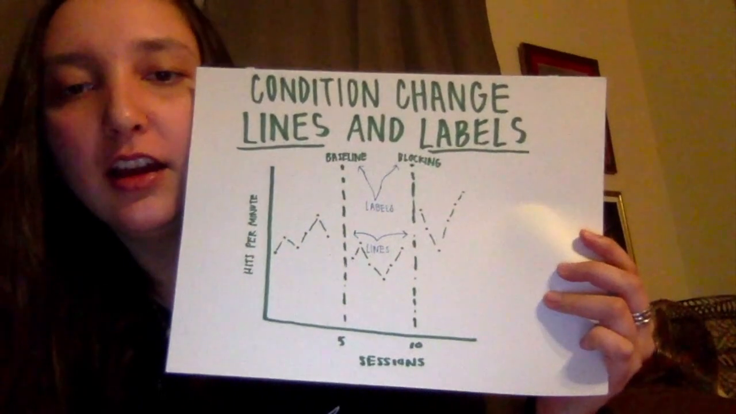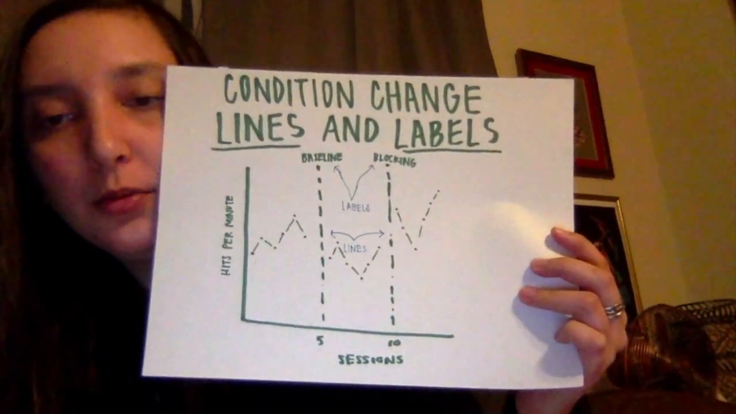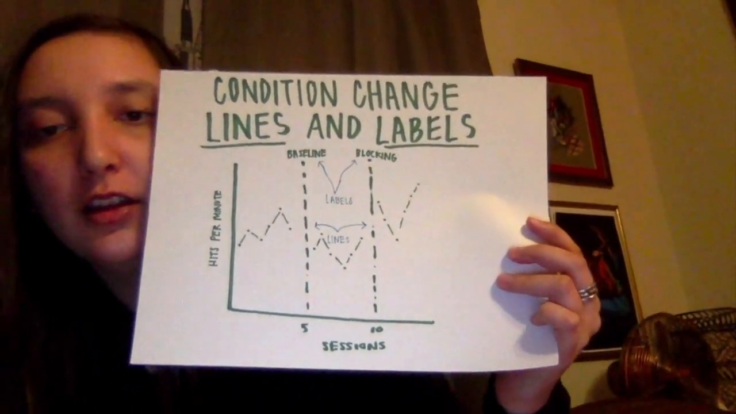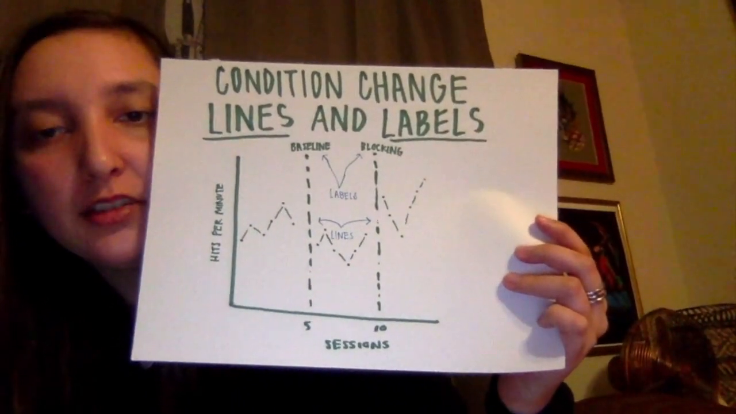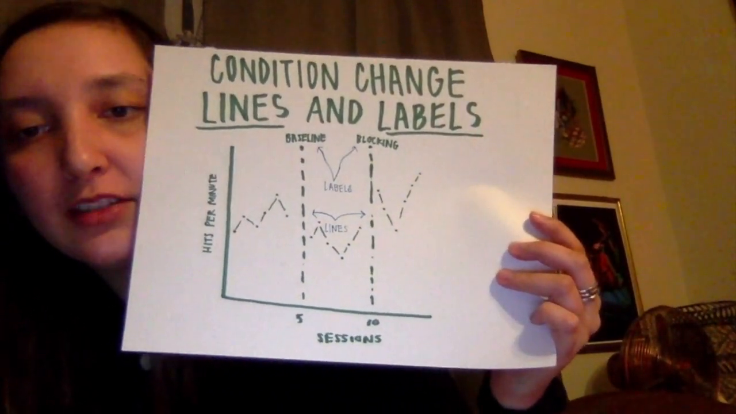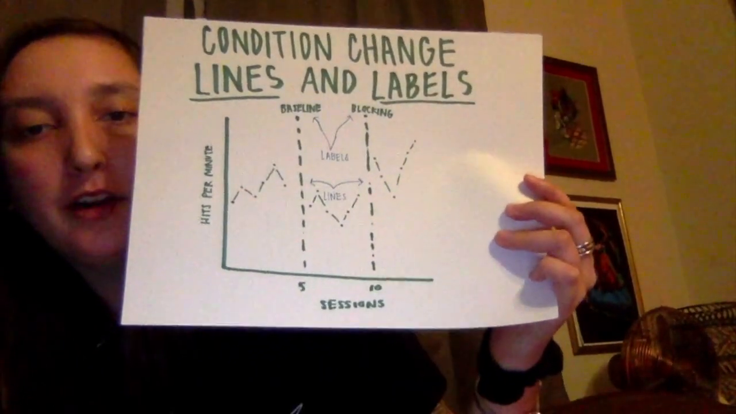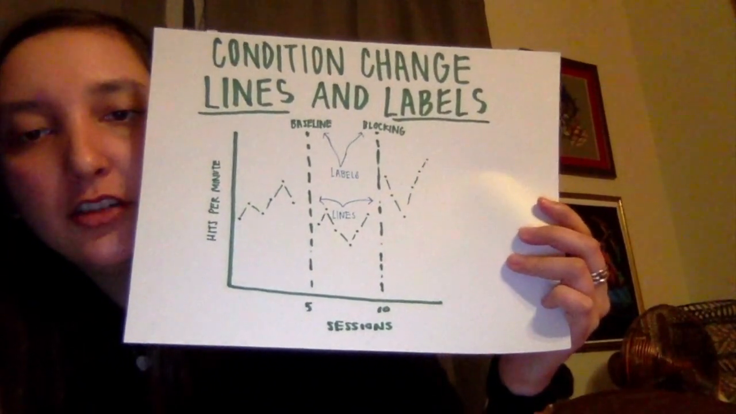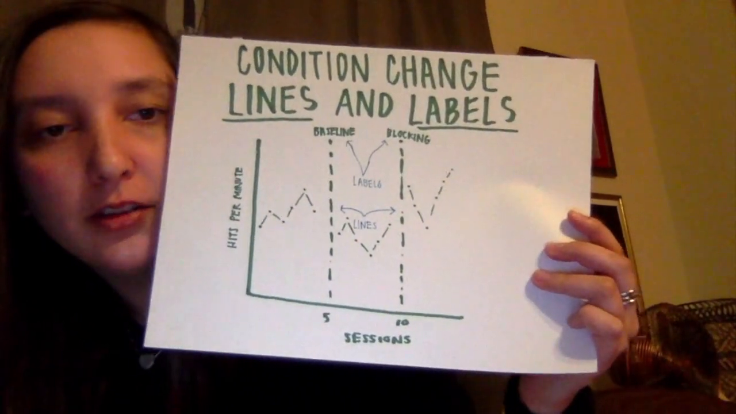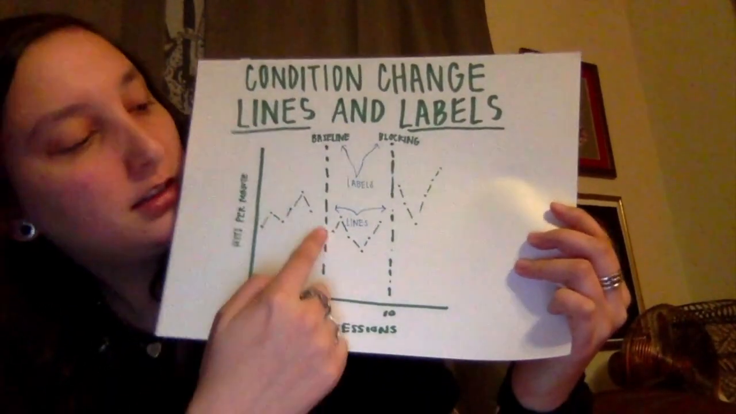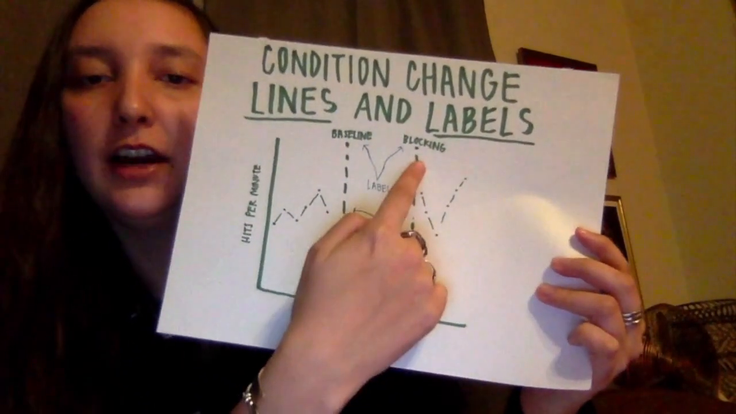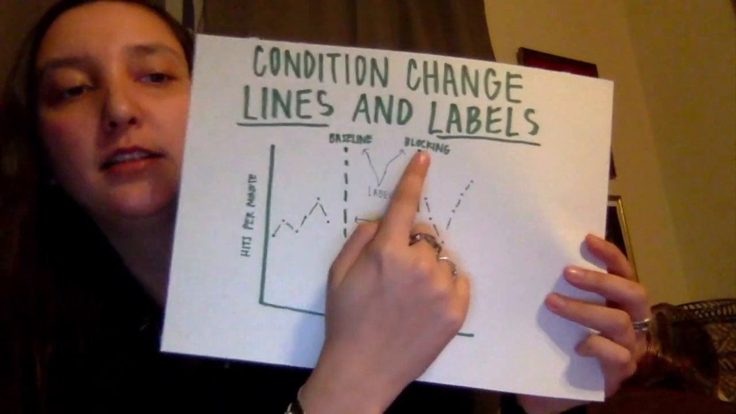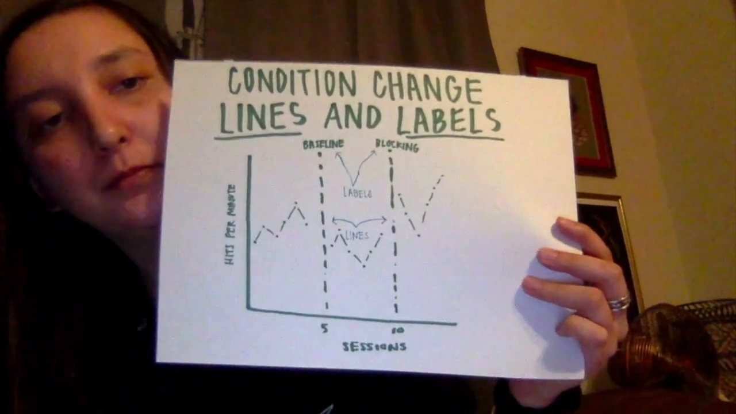Condition change lines are the vertical lines drawn upward from the horizontal axis to show points in time at which changes in the independent variable occurred, and condition labels are single words or brief descriptive phrases printed along the top of the graph and parallel to the horizontal axis. These labels identify the experimental conditions in effect during each phase of the study. So the condition change lines are going to be these dotted lines that I drew in the middle of the graph. And the labels are going to be at the top where I wrote baseline and blocking to give you an example.